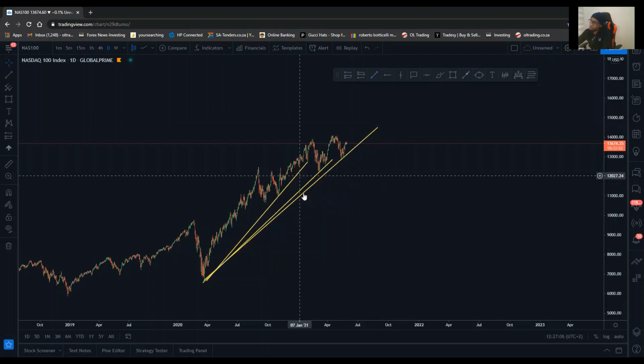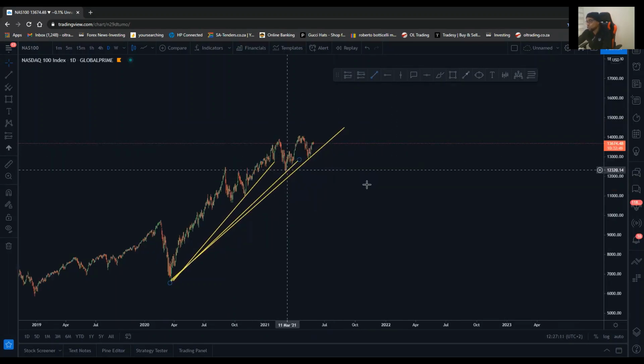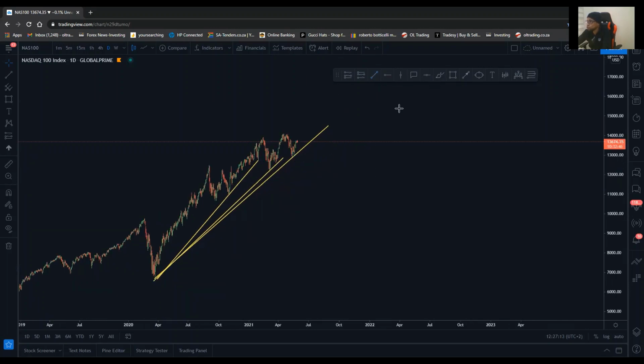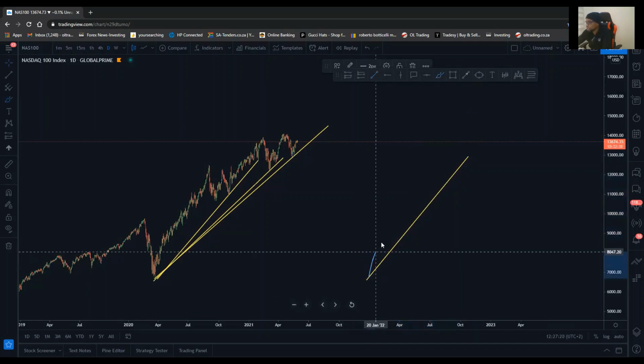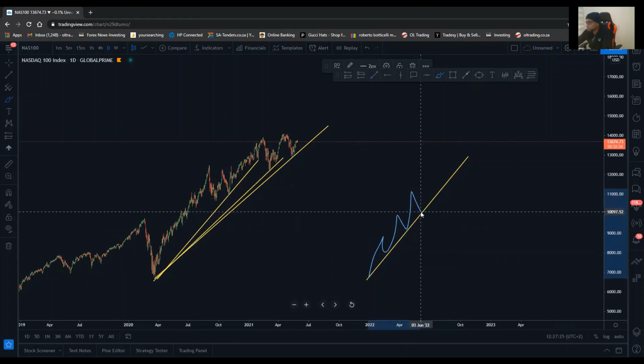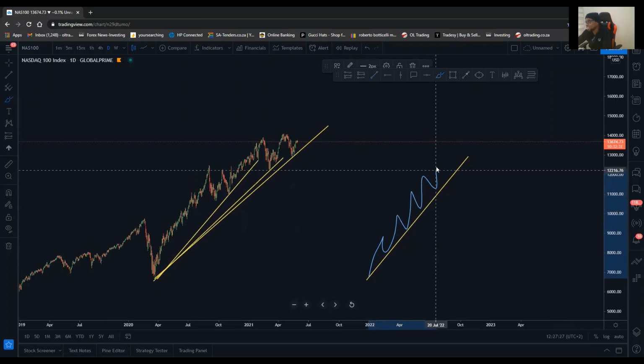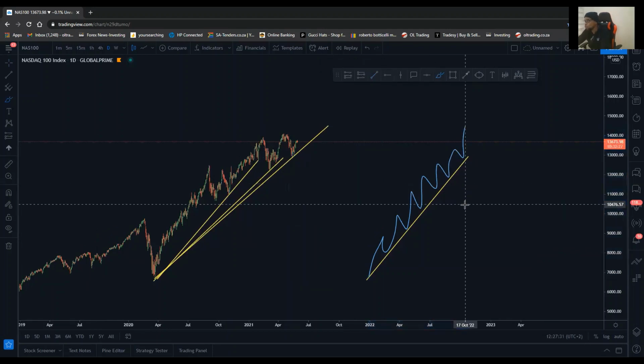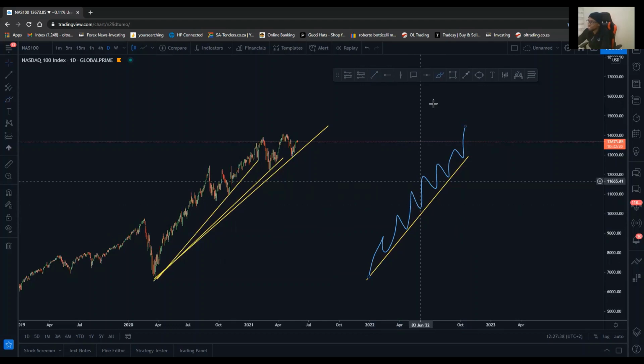The reason why I'm drawing these three lines is to show you how Nasdaq moves. You do know that in an uptrend you have something like this: impulse, correction, impulse, correction, impulse, correction. So it's creating higher highs, higher lows, higher highs, higher lows. As long as the price is not below this line, the line is supporting the price action.